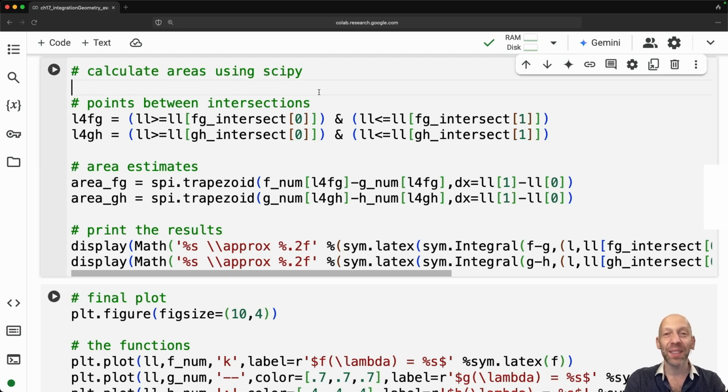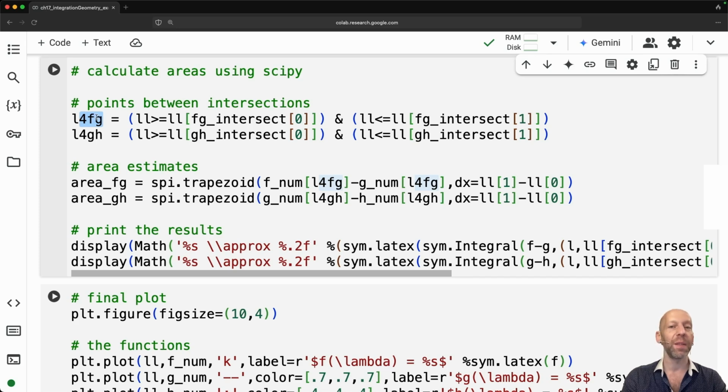Let's see, the next thing to do is to approximate the areas between these pairs of functions using the bounds that we have just identified. I'm going to do this in SciPy using SPI.Trapezoid. So here I define some convenience intermediate variables. So this is lambda for f minus g.